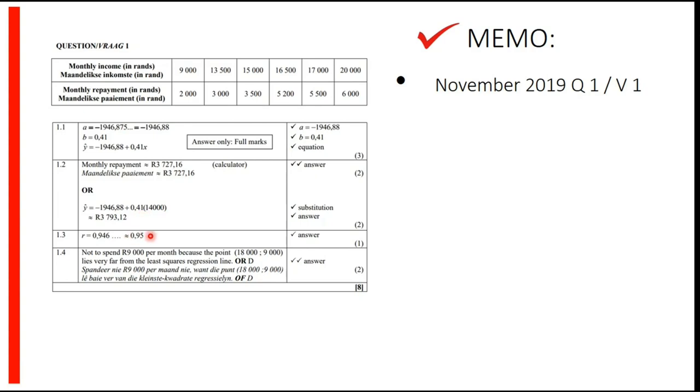And then there's the R value, which is very strong positive, but they just asked you to get that. And then this answer is a tough question. It says the D value is the correct one. And if you want to explain that, you'll say it's an outlier. If you do sketch it, you'll see that this point, 18,000 and 9,000, lies extremely far from the line of best fit. So it's an outlier. So that's not a good one.